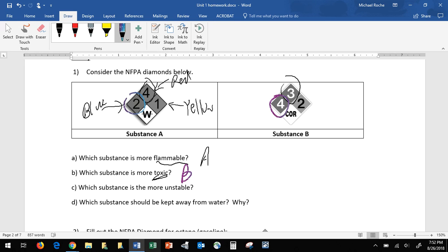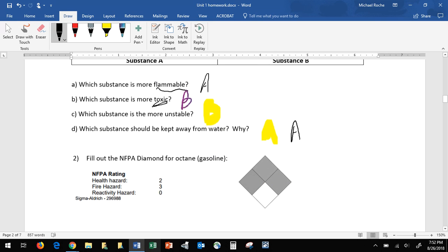Which substance is more unstable? That is where you're looking at reactivity, which is yellow, so you're comparing the 1 to the 2, and therefore substance B would be more unstable. And which substance should be kept away from water? That's what that W with the line means. So that would be substance A. All right, so that's how that works.